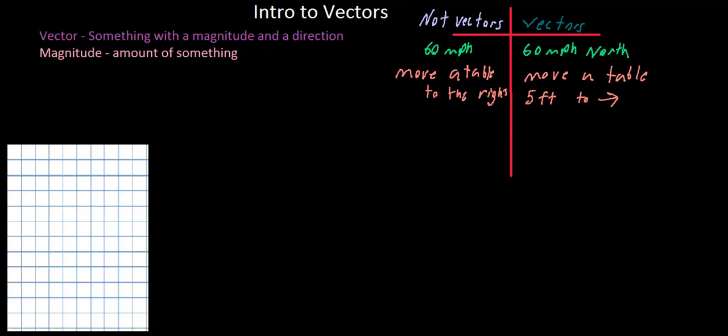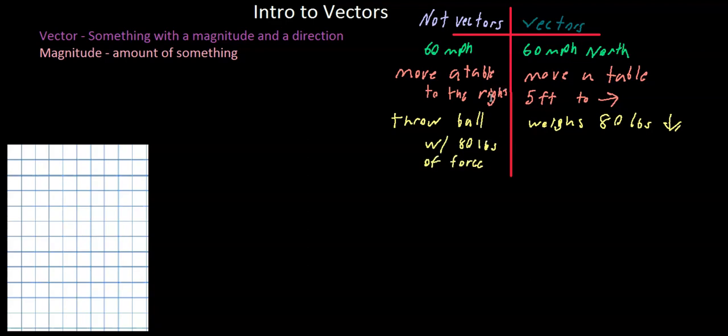What if I'm talking about weight? Well, if I say something weighs 80 pounds, that would be a vector because weight is downward. We already know that that's a downward force. We already know the direction, and you just told me the magnitude. But if you said throw a ball with 80 pounds of force, we don't know what direction it's going, so it's not a vector. So any one of these could be an example of a vector, and there's countless more types.